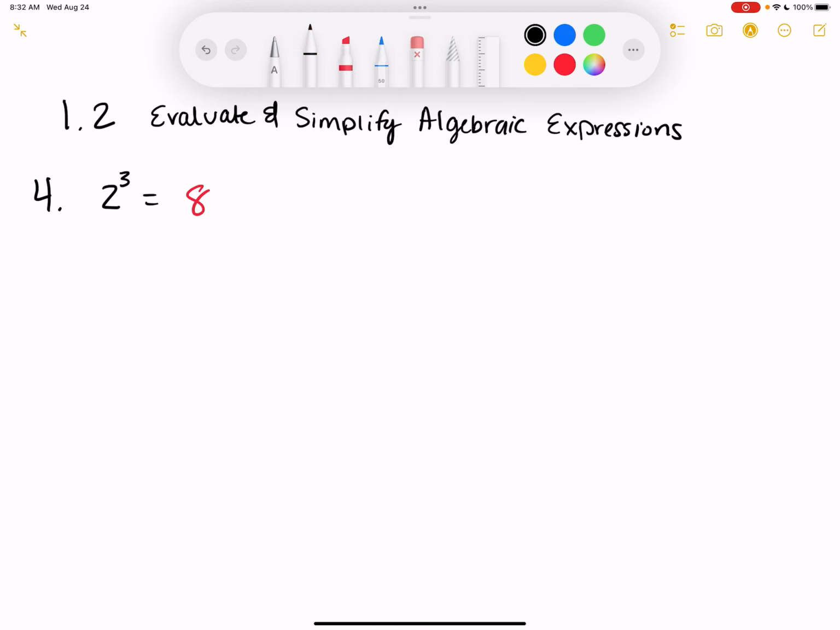Let's see. Number 8, I have negative 5 squared. What would that one be? Negative 25. Okay, this would be negative 25 because this negative is not attached to the square. Let me rephrase. The squared is not attached to the negative. If instead I had negative 5 in parentheses, squared, that would be 25.